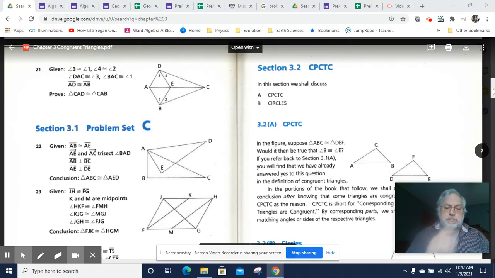Hey, this is Mr. Ward, and I'm going to do a short video on section 3.2, CPCTC, or Kappa, which stands for corresponding parts of congruent triangles are congruent.